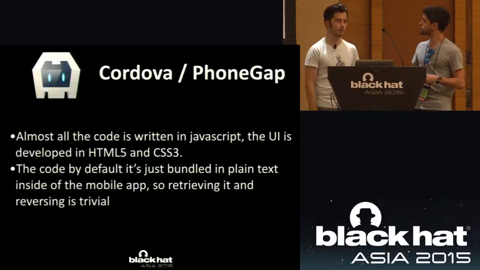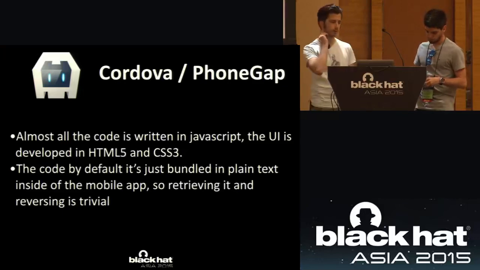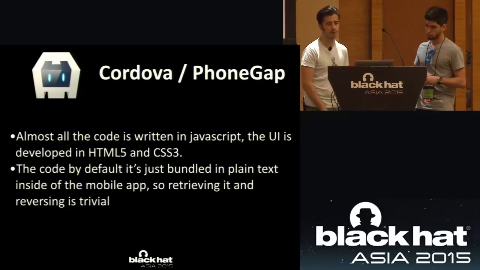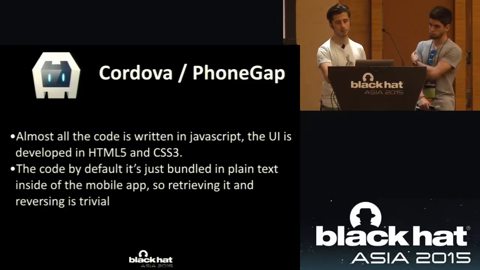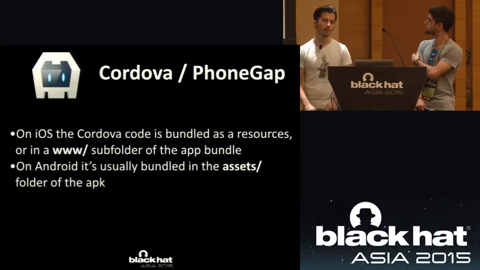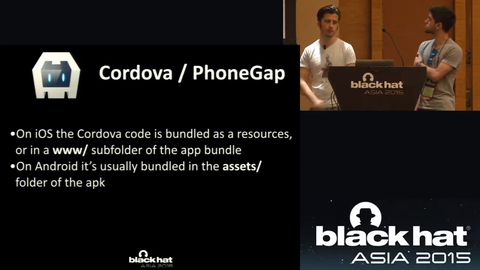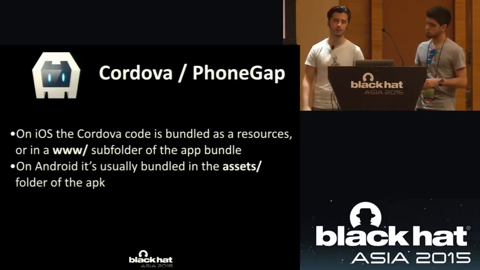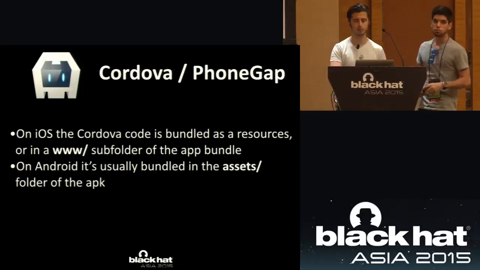It's PhoneGap, which has the code developed in JavaScript and the UI in HTML5 and CSS3. The code is not obfuscated or compiled. It's just embedded inside of the application in plain text. So as you may imagine, retrieving the code is pretty trivial. On iOS, you can just grab the application and look into the www subfolder of the application bundle. And on Android, it's usually the same, and the code is bundled in the asset subfolder inside of the APK.